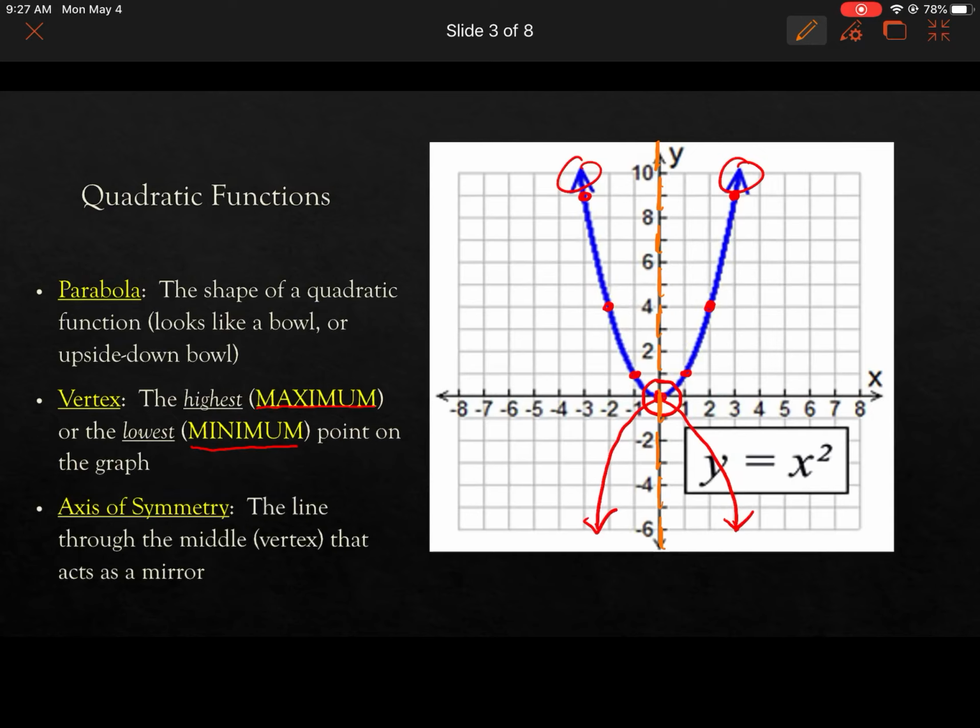And we write this as an equation. Since it's a vertical line, it would be an x equals equation. So this particular one would be x equals 0. That would be the line of symmetry, or the axis of symmetry.